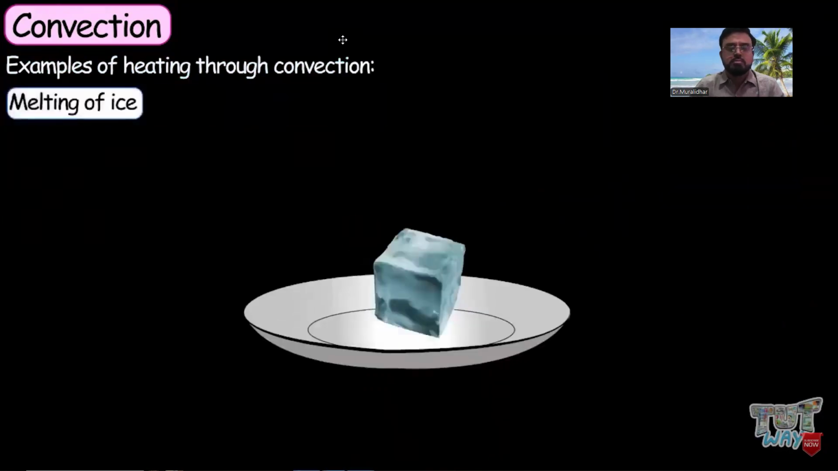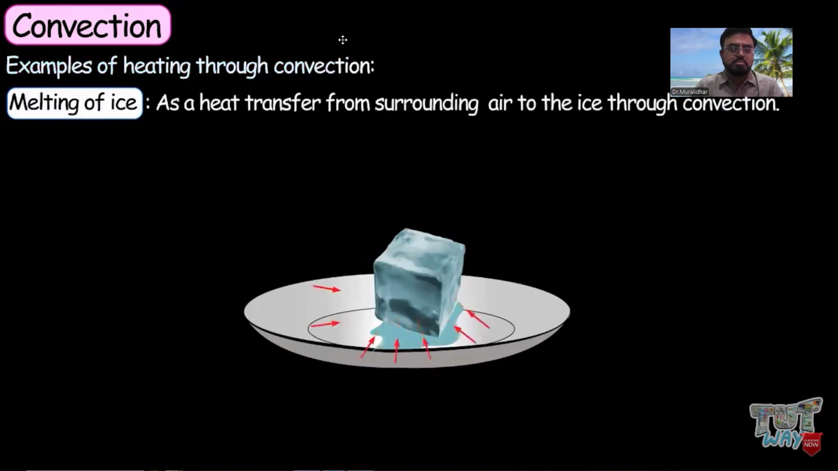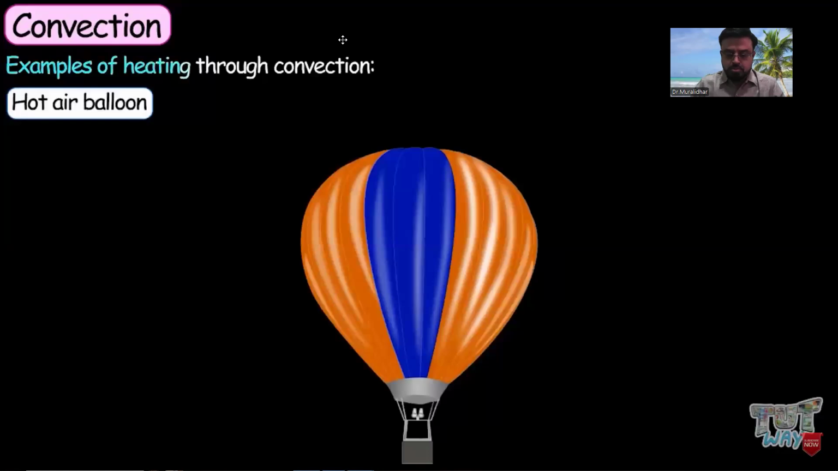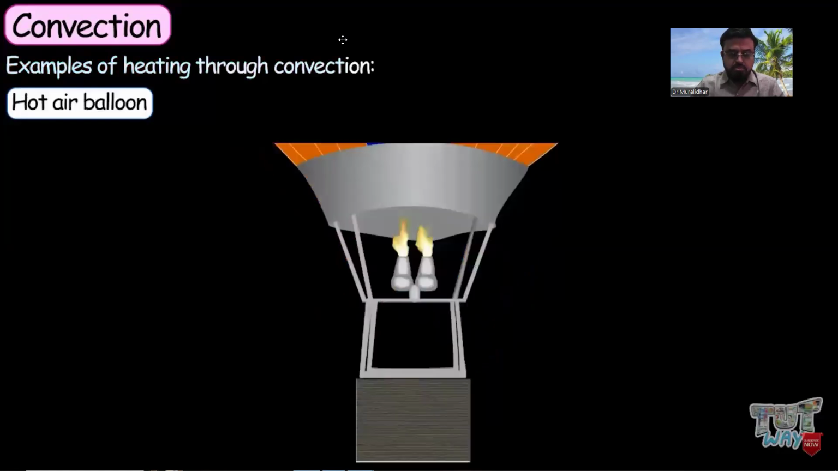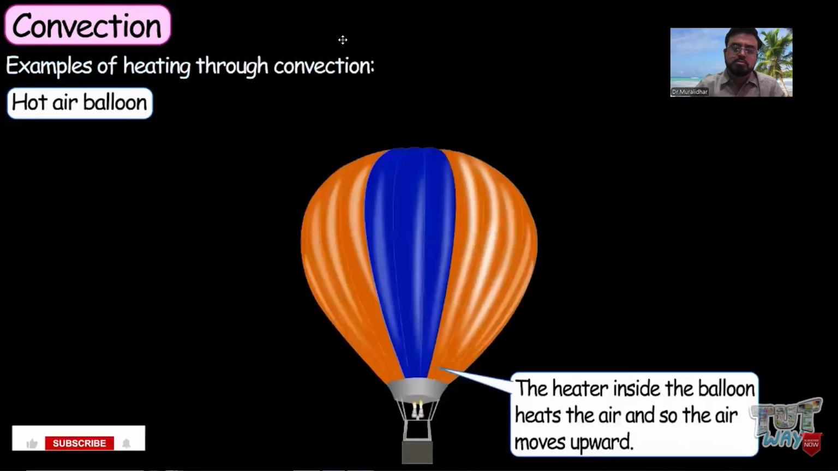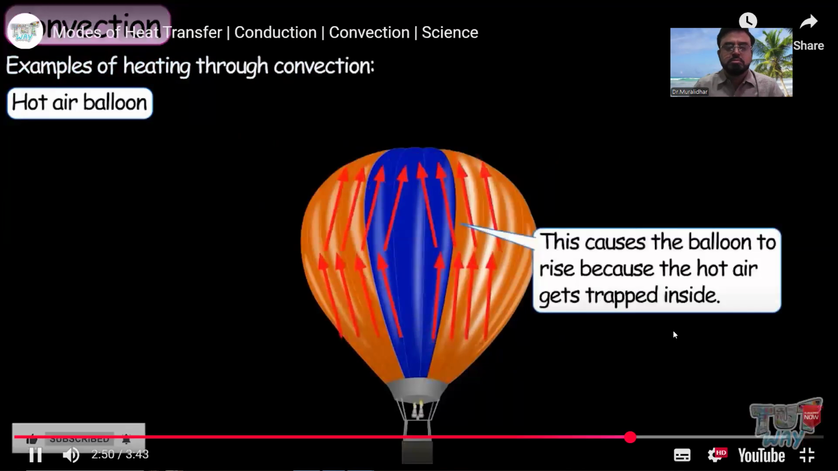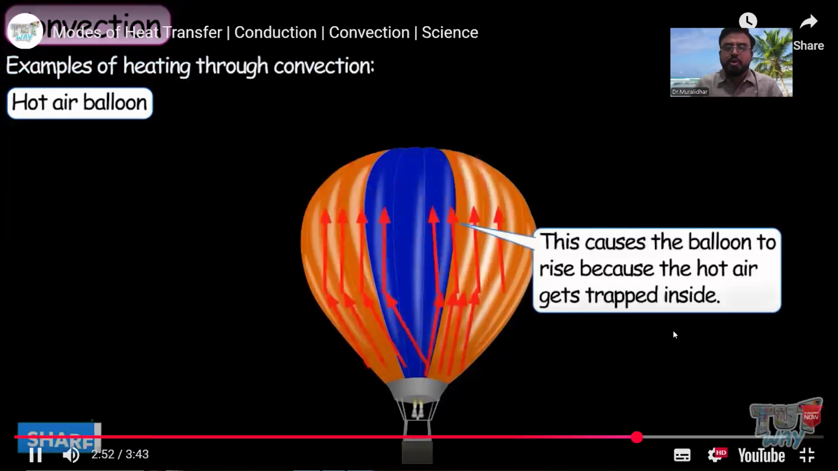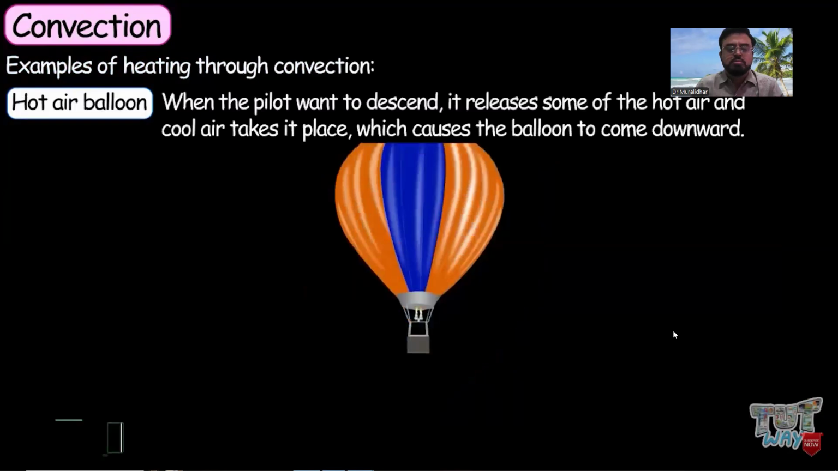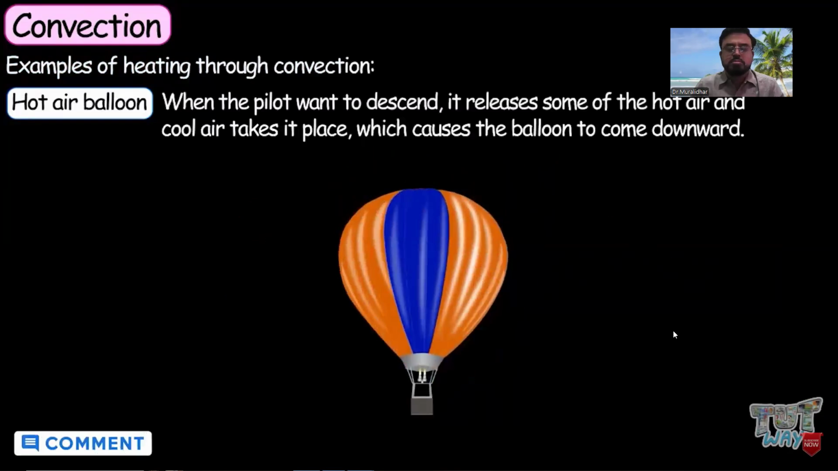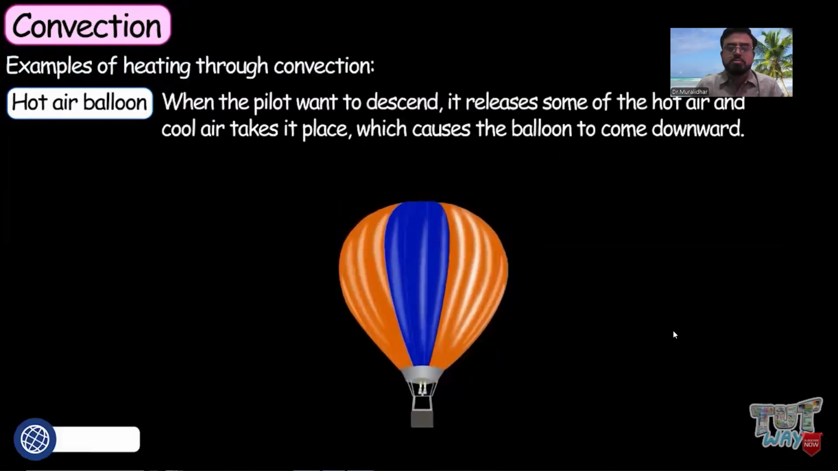Melting of ice is also an example of heat transfer through convection, as heat transfers from the surrounding air to the ice through convection. Hot air balloons are also examples of heat transfer through convection, as a heater inside the balloon heats the air and so the air moves upwards. This causes the balloon to rise because the hot air gets trapped inside. See, this is one of the best examples. And when the pilot wants to descend or to come downward, he releases some of the hot air, and cool air takes its place, which causes the balloon to come downwards.